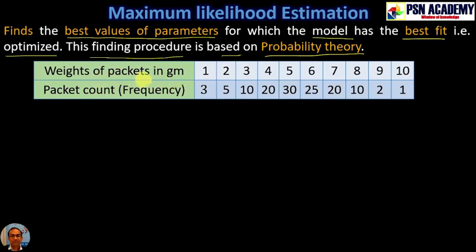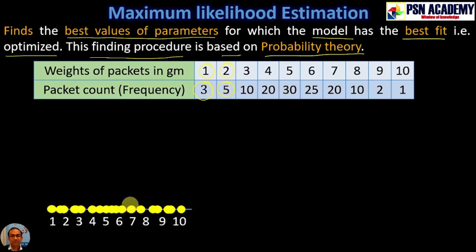We have some weights of packets in grams, and in the lower row, we have the packet count. That means frequency. That means 3 packets are there, which are weighing 1 gram. 5 packets are weighing 2 grams, like that. And if we plot this data over here, then you can clearly see that a cluster has formed towards the middle of the scale, because you clearly see that the frequency is going high when it goes to the middle region. That means from 3 to 5 to 10 to 20 and to 30.